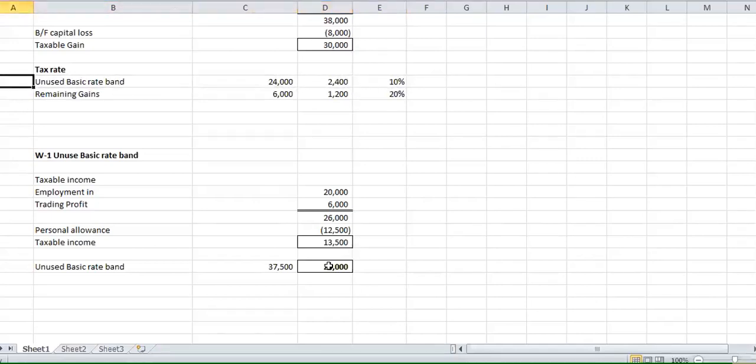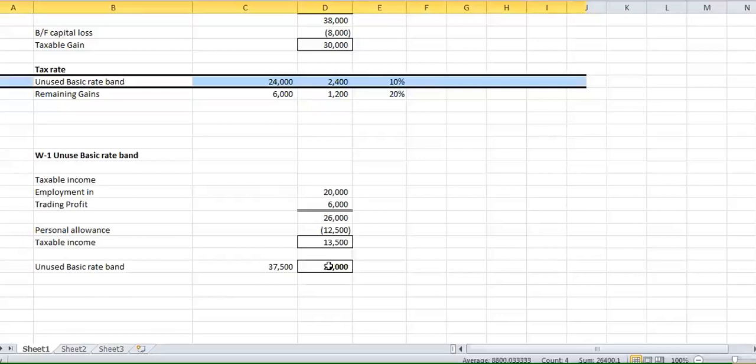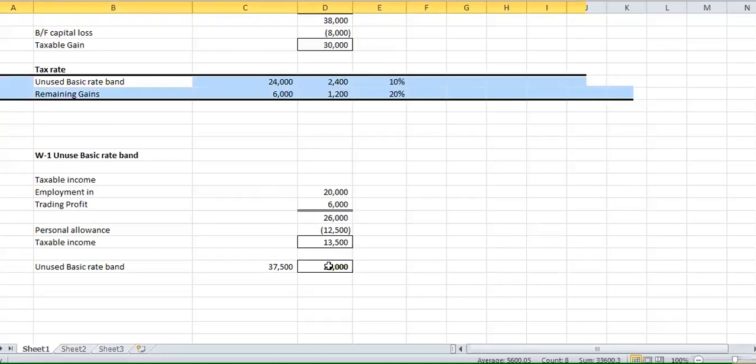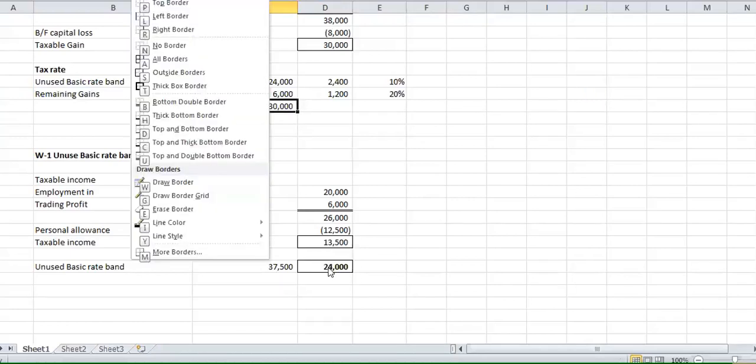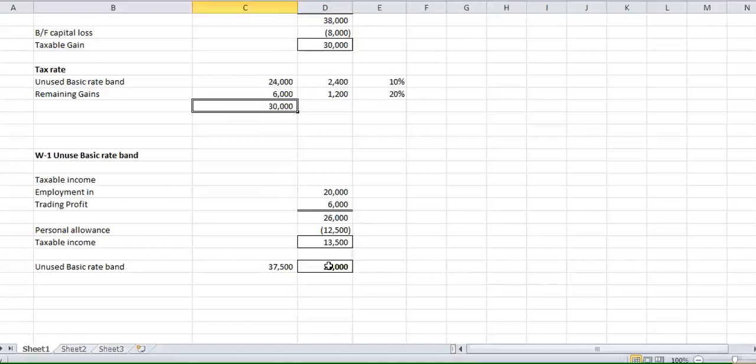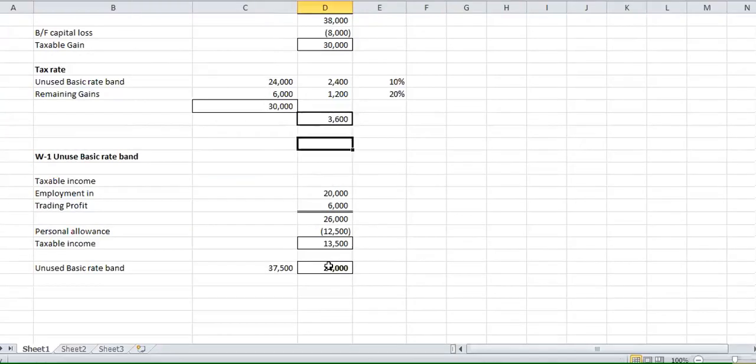So you can see over here, there is a lower rate of tax for unused basic rate band, and there is a higher rate of tax for remaining gains. So after adding both these gains, you can see we have applied tax rate on the total gain. Our total gain is 30,000. We have applied the tax rate on full amount of 30,000 pounds. This is our total tax. This is called CGT liability.